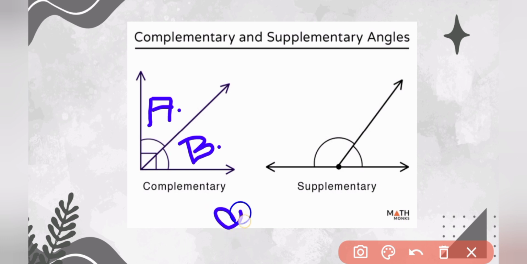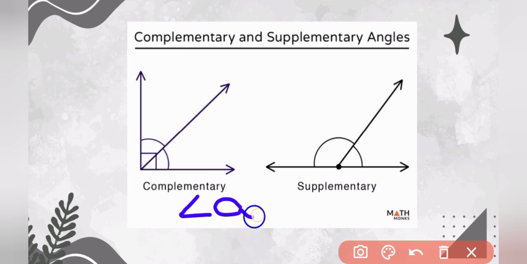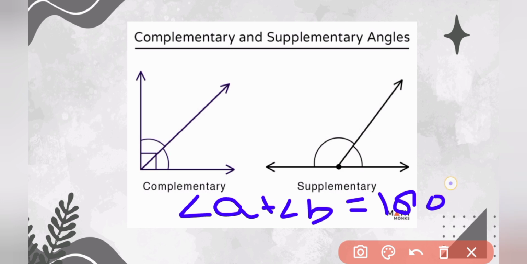Then we have supplementary angles. We say that angle A plus angle B is equal to exactly 180 degree. Then they are said to be supplementary angles.